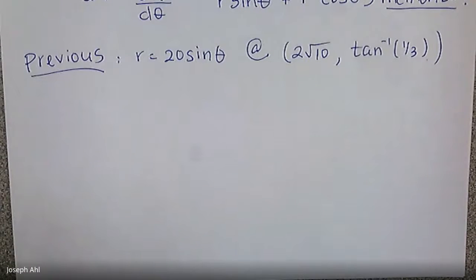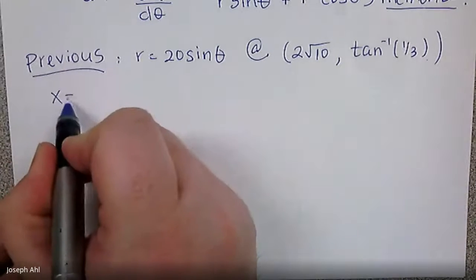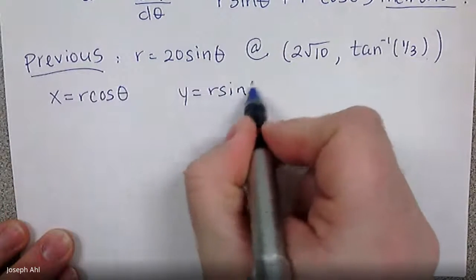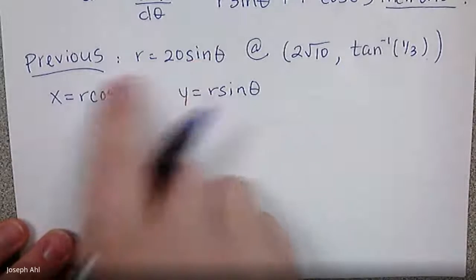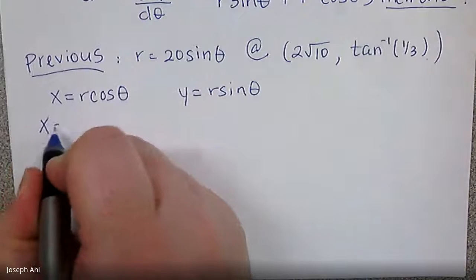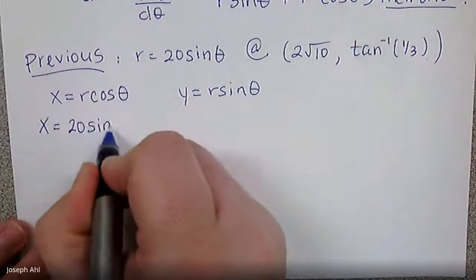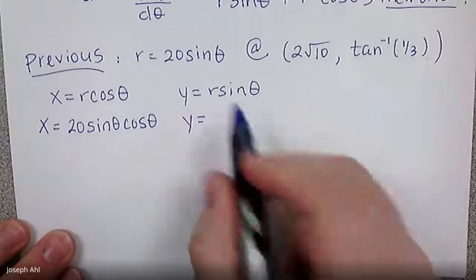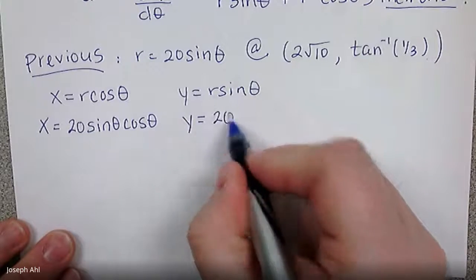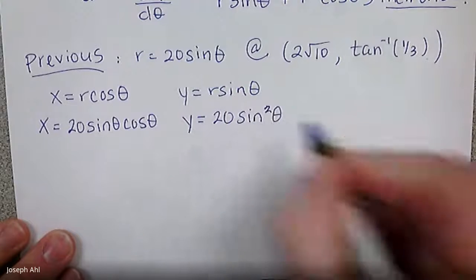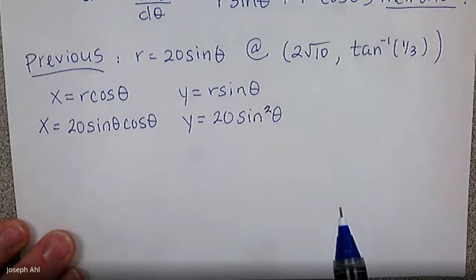All right, so in this example, let's go ahead and write that x equals r cos theta and that y equals r sine theta. And what I'm going to do is I'm just going to plug in r as 20 sine theta in both of those spots. So over here we get x equals 20 sine theta cosine theta. And similarly over here, if I plug in 20 sine theta, this one becomes 20 sine squared theta. So that's kind of nice.